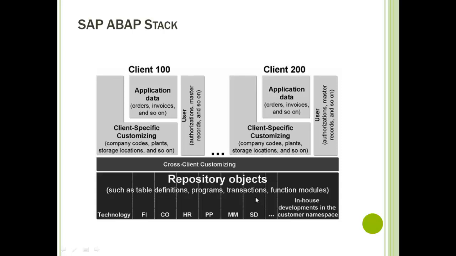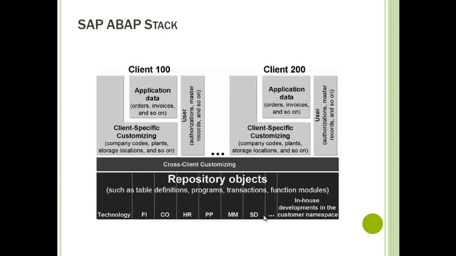So for example, let's take a program. The program sits in the repository objects. This program can be executed from this client also. This can be executed from another client. Creating an invoice is a program. As we have seen before, SAP has mainly programs and tables.